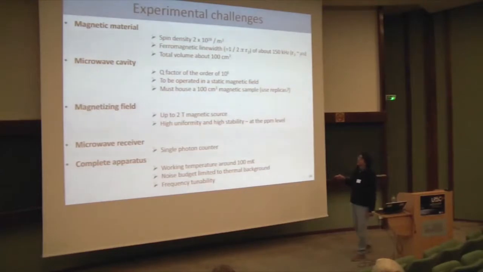Then for the magnetizing field, we don't need a very high magnetic field because this is just used to tune the Larmor frequency. So not higher than 2 Tesla, but it must be really uniform and highly stable at the ppm level. Otherwise, you will have an inhomogeneous broadening of the line width. Of course, then we need the signal photon counter, and we need to see how the apparatuses work all together when we put all the things together in a system at cryogenic temperature.